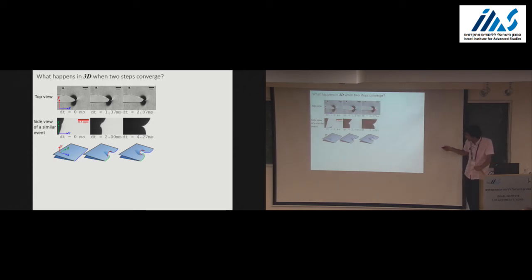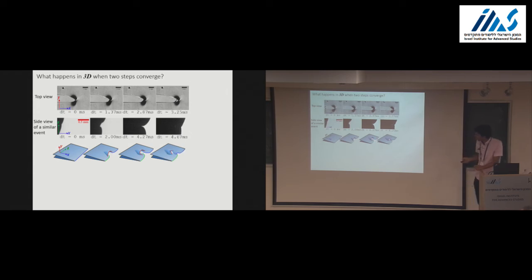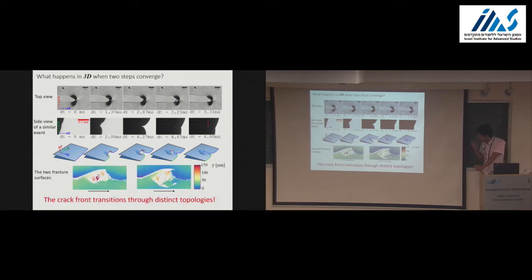This blunting grows as well as the curvature, and we understand it as the convergence of these two steps, which finally intersect, forming a ligament that you see here. And this ligament ruptures, leaving a small bump on the surface. And in the end, the resulting fracture surfaces look like that.